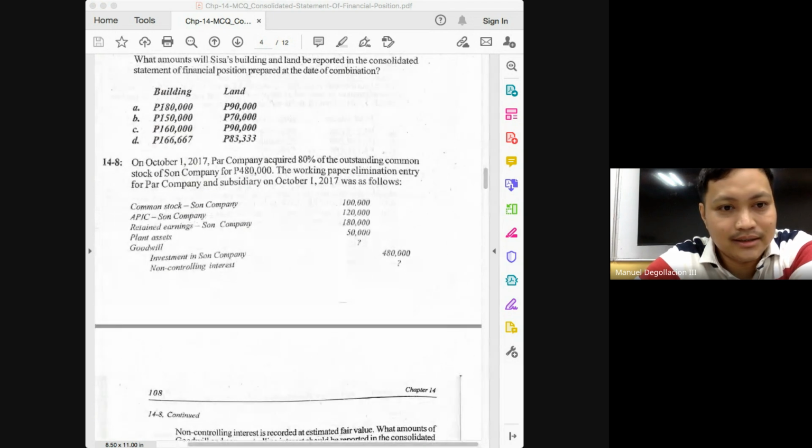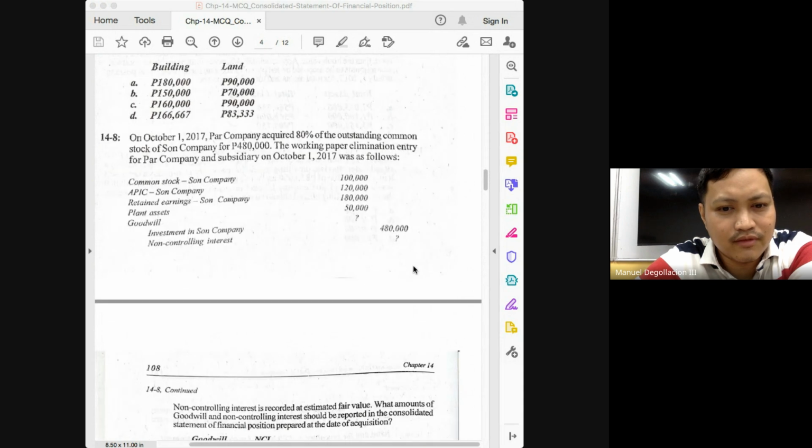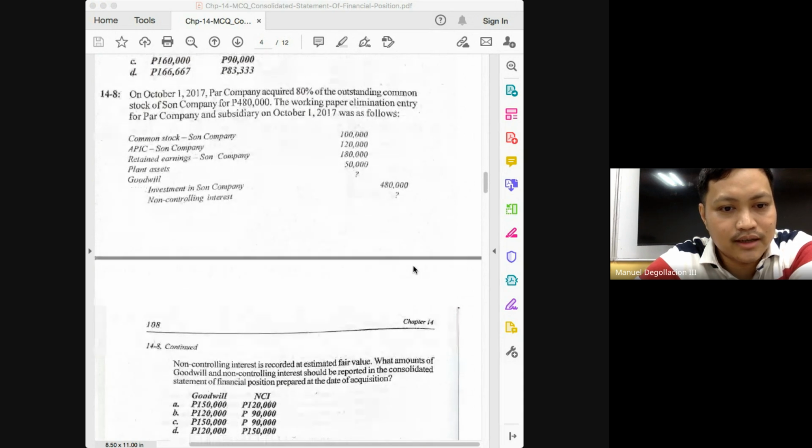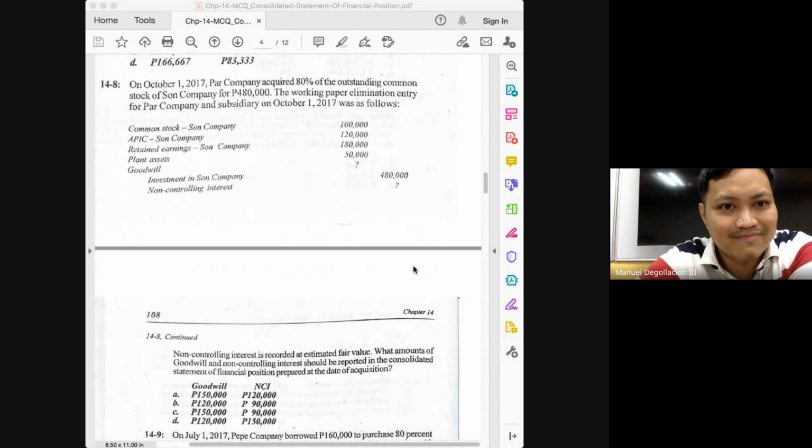Next, as I can recall, this will be somewhat difficult problem. Let's check. Question is, non-controlling interest is recorded at estimated fair value. What amounts of goodwill and non-controlling interest should be reported in the consolidated statement of financial position?